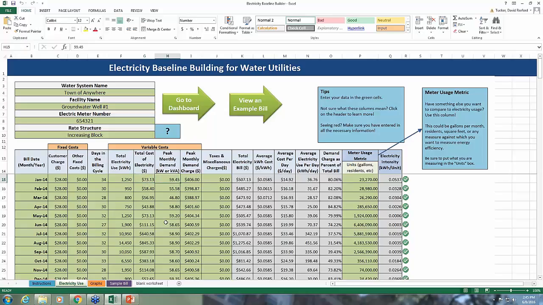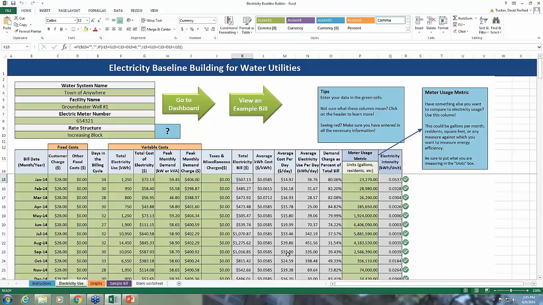The peak demand is usually going to be in kilowatts, might be in kVA, but however it's denominated on your bill. And if you don't have demand charges, you'll just leave that column blank. The same with column I. If you have a demand charge, put it in there in dollars. If you don't, just leave it blank. Those of you who have taxes on the sale of electricity on your bill, or other miscellaneous charges that don't really seem to fit any of these other categories to the left, you could put them in here in dollars.